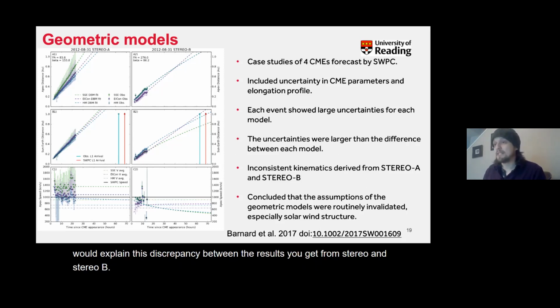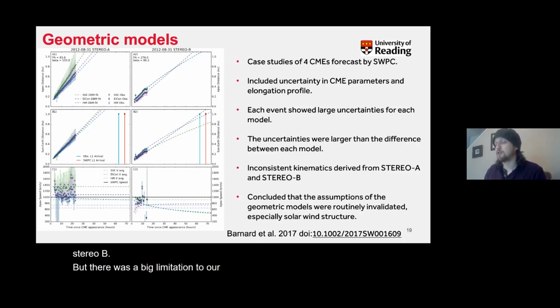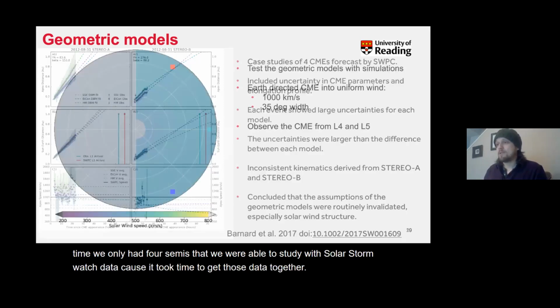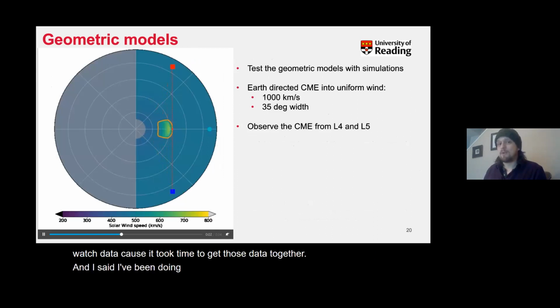But there was a big limitation to our work, which was that unfortunately at that time we only had 4 CMEs that we were able to study with the Solar Storm Watch data, because it took time to get those data together. And so what I've been doing recently is seeing if we can use simulations to test this.